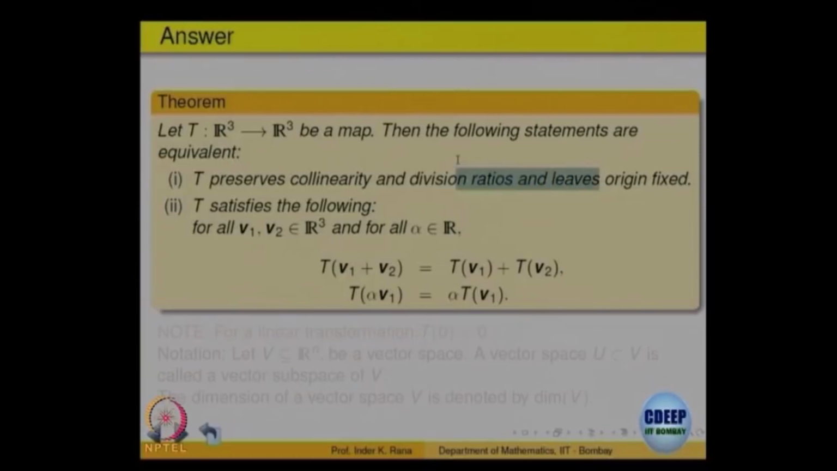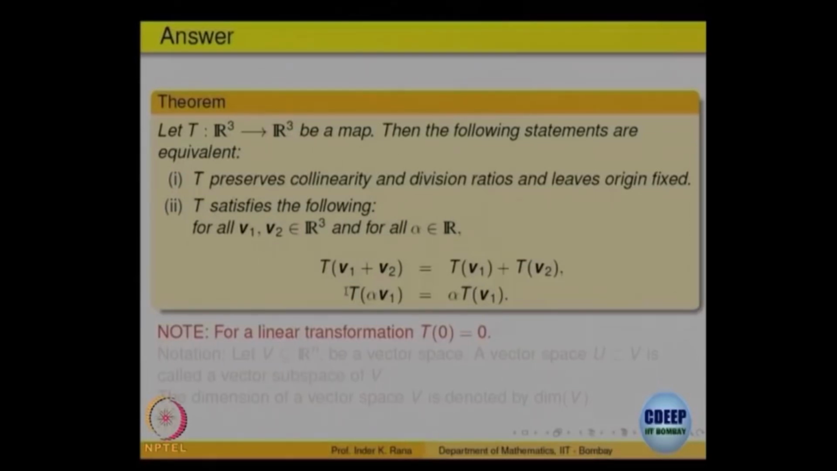It is equivalent to saying the algebraic condition, which comes now. You take two vectors V1 and V2 in R3, take their sum and take their image, that is the same as the sum of the respective images. And if you scalar multiply a vector, magnify a vector, then the image gets magnified by the same scale. So, these are the two properties which are equivalent to saying that the map T from R3 to R3 is of the geometric kind. So, this is the algebraic version of geometry.